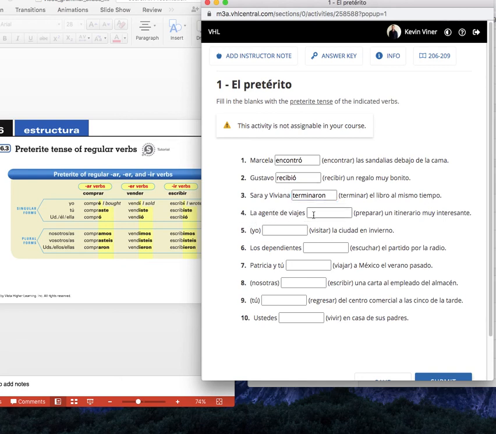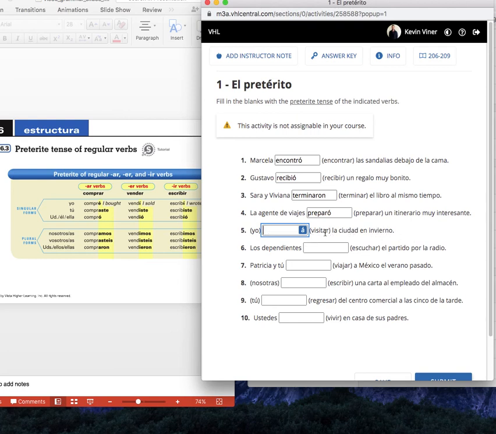Cuatro. La agente de viajes, the verb is preparar, un itinerario muy interesante. Alright, pause it, think about it, come back. And we're back. The subject is la agente de viajes, so it's like saying ella. So we'd say preparó, con acento. Preparó un itinerario muy interesante. Muy bien, preparó.